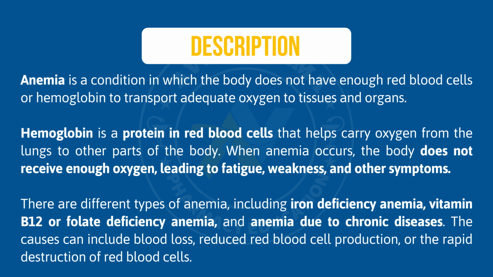There are different types of anemia, including iron deficiency anemia, vitamin B12 or folate deficiency anemia, and anemia due to chronic diseases. The causes can include blood loss, reduced red blood cell production, or the rapid destruction of red blood cells.